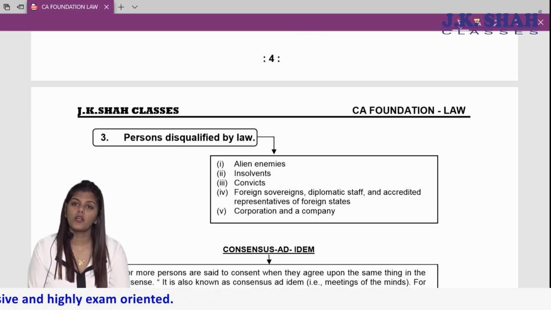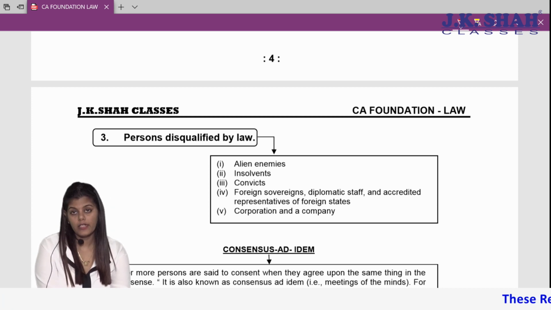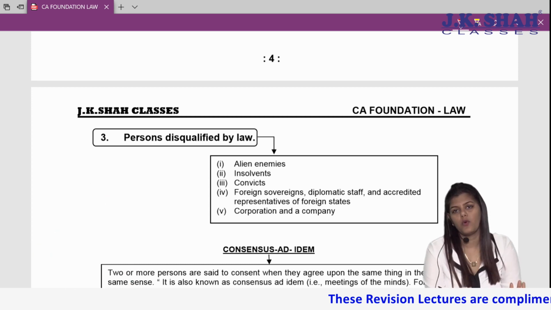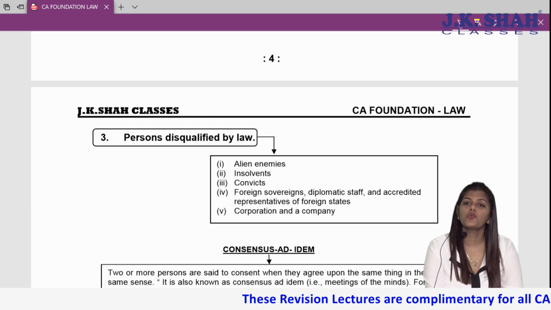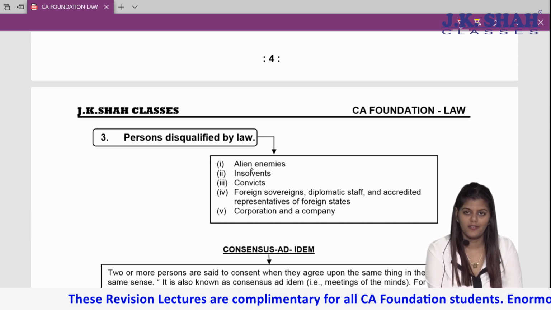And third, who are incompetent is disqualified by law. So they are majors, they are of sound mind, at least लगता तो है, फिर भी law ने disqualify करके रखा हुआ है, नहीं कर सकते. First one, alien enemies. Alien means a foreigner.